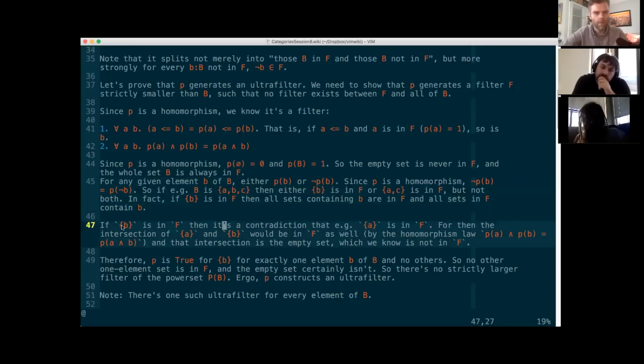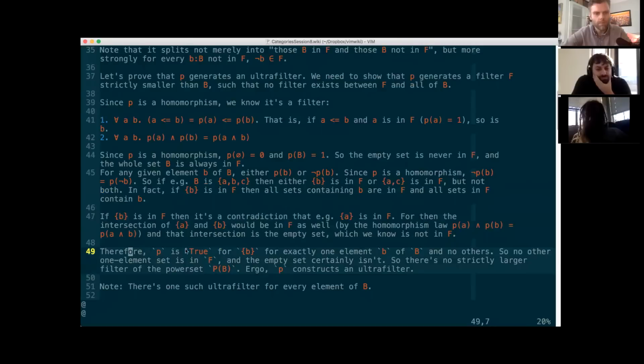We can also say that if the single element set B is in the filter, then it's a contradiction that, for example, the single element set A is in the filter. Because then the intersection of A and B, these two single element sets, would also be in the filter by the homomorphism law, and that intersection is empty. And so that would contradict with the homomorphism law. So we know that the empty set is not in F.